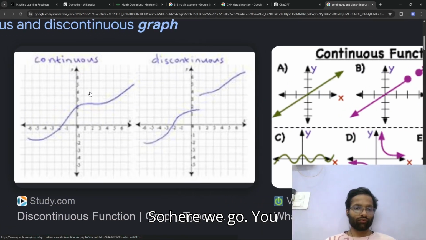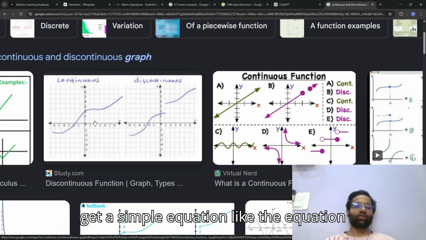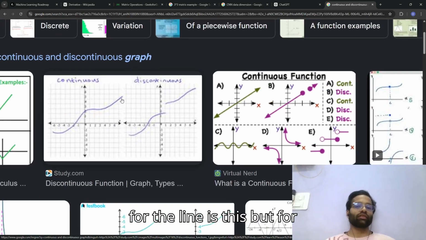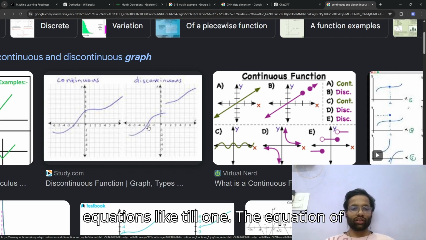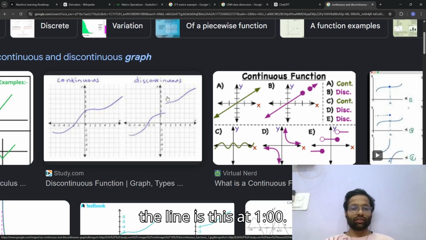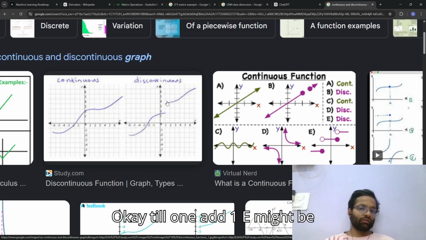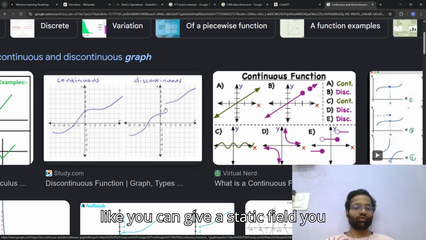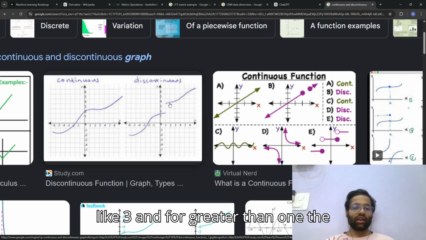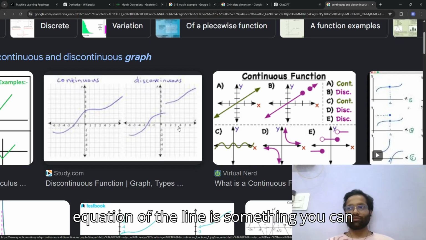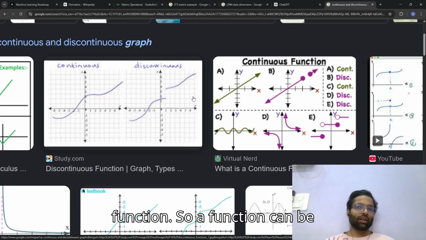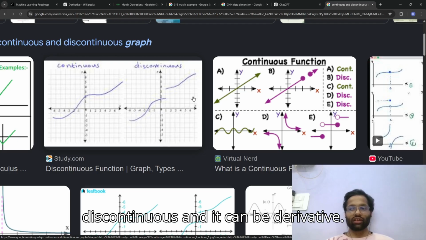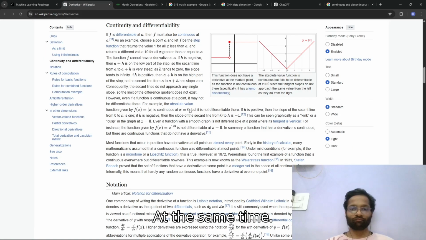So here we go. For a continuous function, you get a simple equation for the line. But for a discontinuous one, you get two or three equations. Till 1, the equation of the line is this. At 1, you might give a static value like 3. And for greater than 1, the equation of the line is something like f of x. So you have three equations for a line, and here we call it a discontinuous function. So a function can be discontinuous and it can be differentiable at the same time.